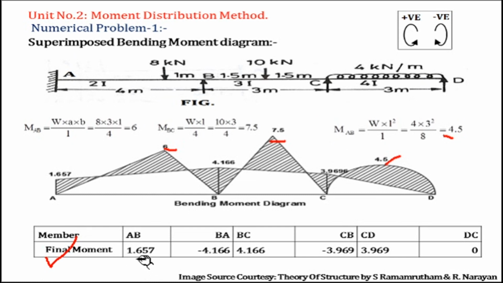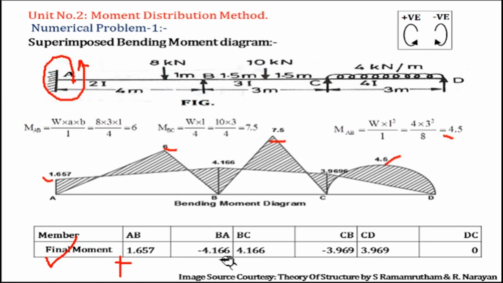So the final end moment value is positive 1.657. So how to draw it? Whether it should be up or down depends upon the sign convention. For positive you have to take anti-clockwise, for negative you have to take clockwise. So your first AB value is plus 1.657. Keep your pen over member AB and rotate about joint A in anti-clockwise sense. The arrow is coming up, so you have to show it up.